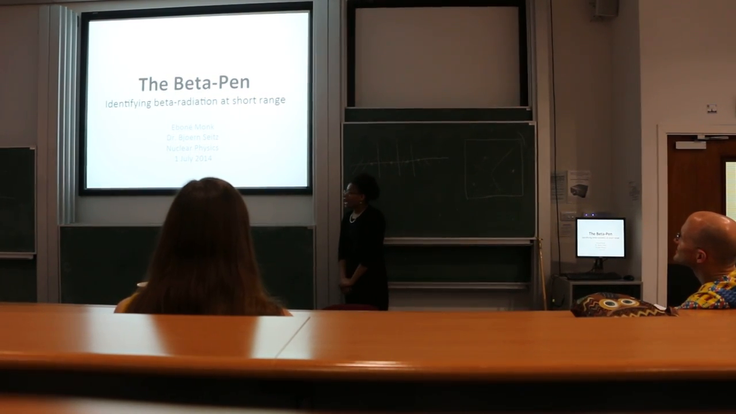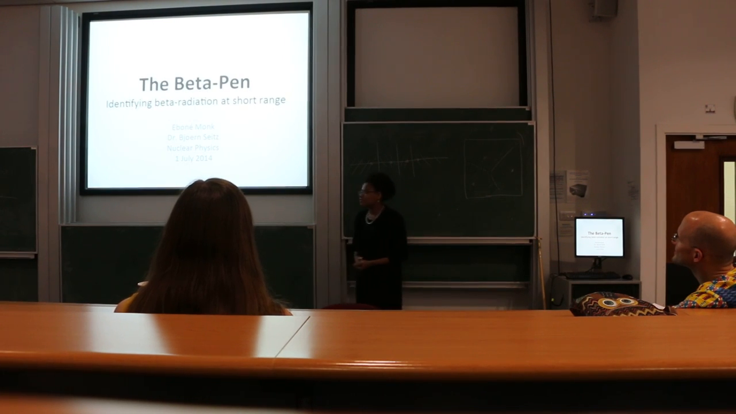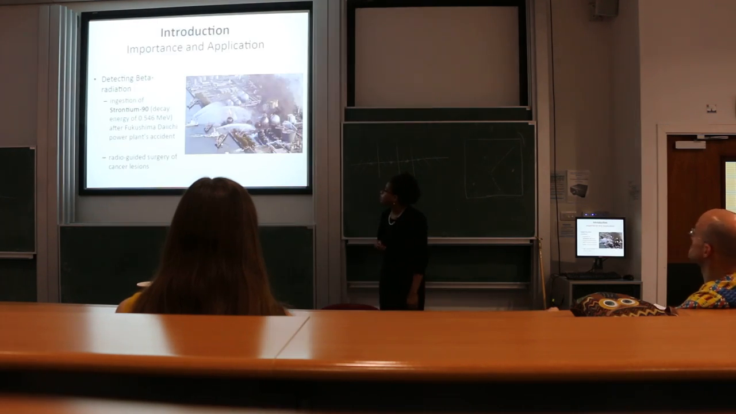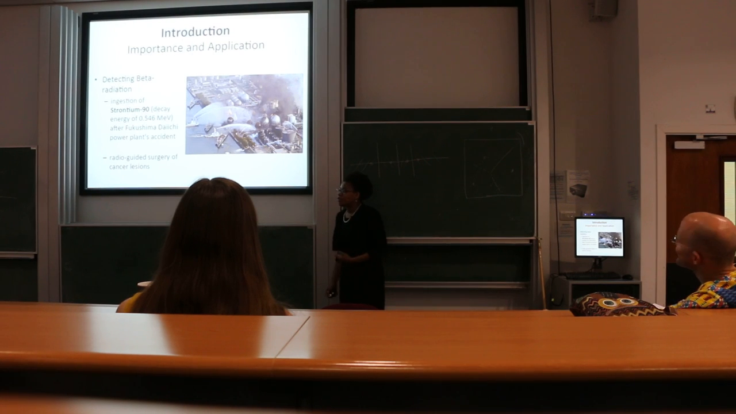Okay, so I'm Eboné Monk. I'm a rising senior at Spelman College, and I'm working with Dr. Seitz on a project called the Beta Print, which is going to be a device, hopefully a handheld device, used for beta radiation. So, what's the importance of beta radiation, specifically making something that can detect it as a handheld device?